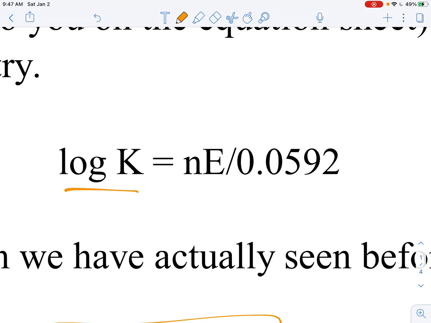All right, now if you want to go between E and K, then you're going to use this equation here, where the log of K is equal to NE over 0.0592. Again, it is on the equation sheet. You do not have to memorize it. Where does this equation come from and how do we use it?